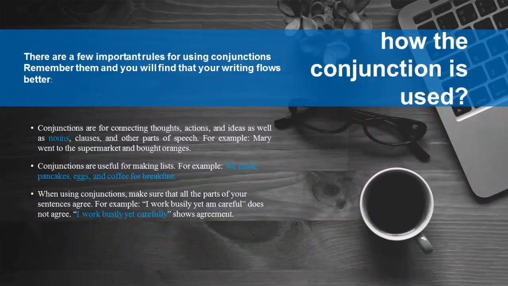And how is conjunction used? Conjunctions are for connecting talk, action, and ideas, as well as nouns, clauses, and other parts of speech. Conjunctions are useful for making lists. When using conjunctions, make sure that all the parts of your sentence agree.